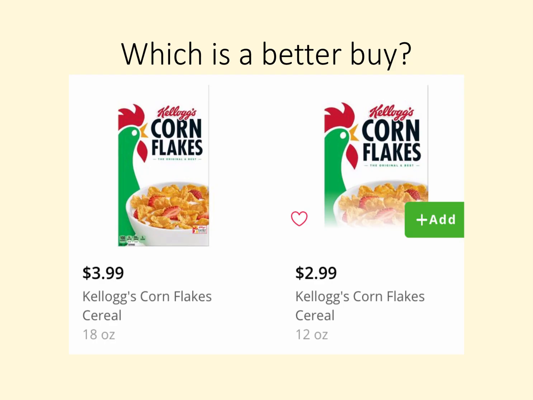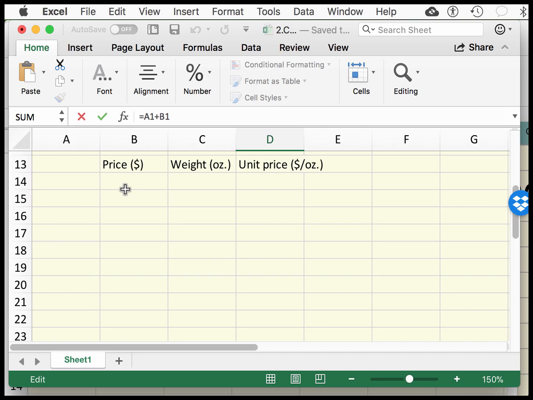Let's do a unit price problem. One box of cornflakes costs $3.99 and weighs 18 ounces. Another box costs $2.99 and weighs 12 ounces. Which size box is a better buy? So I've already typed in some headings for the price, the weight, and the unit price. And I'm going to type in some additional headings to help me understand what I'm doing. Here's one row for the big box and a row for the small box.